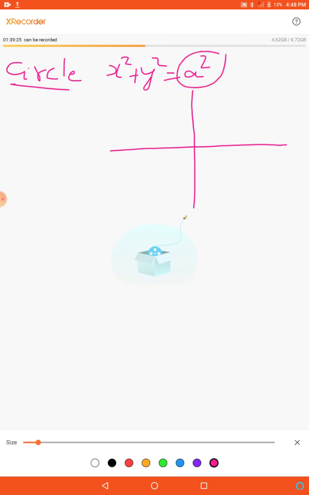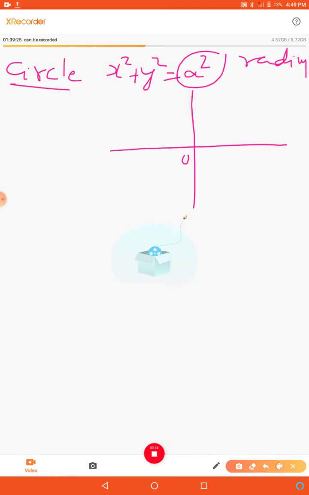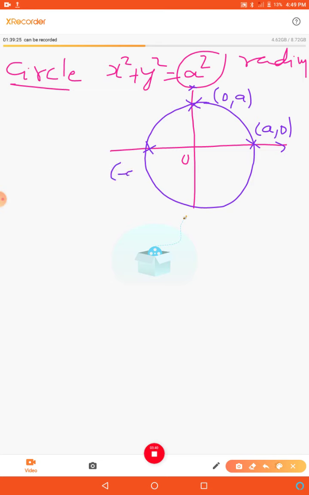So a will be the radius of the circle, with o as the origin. The radius will be a. So this is the x-axis, this is the y-axis. At this point it will be a comma 0. This point will be 0 comma a. This point will be minus a comma 0. And this point will be 0 comma minus a.